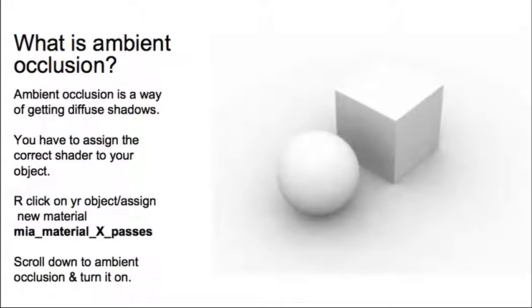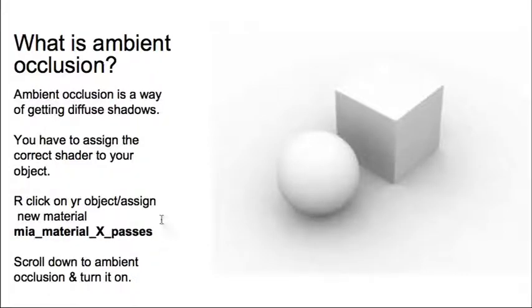You can also try using ambient occlusion. Ambient occlusion is a way of getting diffuse shadows. Now you will have to assign a particular shader to your object, and the shader you want to look for in Maya is called the Mia_material_x_passes. Mia material x passes.